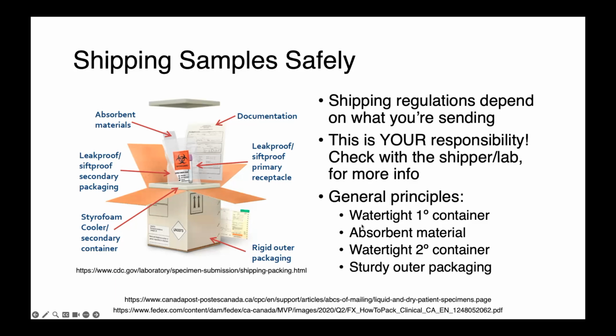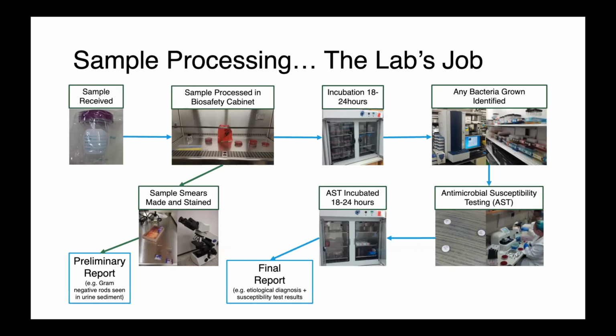You want to surround that primary container with absorbent material, something like paper towel or cotton wadding. Surround that all in a secondary watertight container, which could be as simple as a Ziploc bag, and then package the whole thing in sturdy outer packaging to ensure that it isn't damaged during shipping. I put some links here to both Canada Post and FedEx, where you can get more information on their requirements for shipping clinical samples.